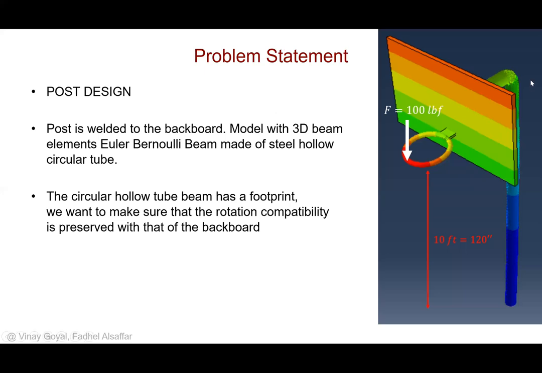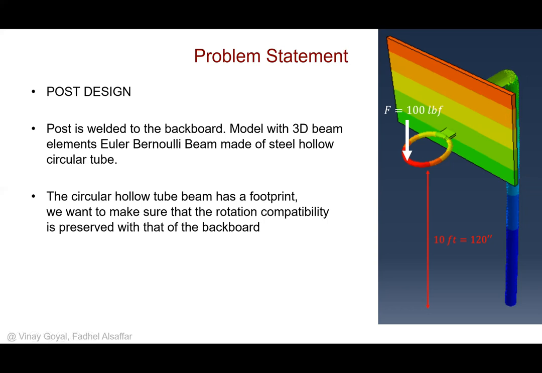This is our problem. Basically we want to design this basketball post in which, when the basketball player dunks, which is resembled by this force here, we want to see what happens when a force is applied and then we just remove that force suddenly and let it go. How would the structure respond to that dynamic problem?